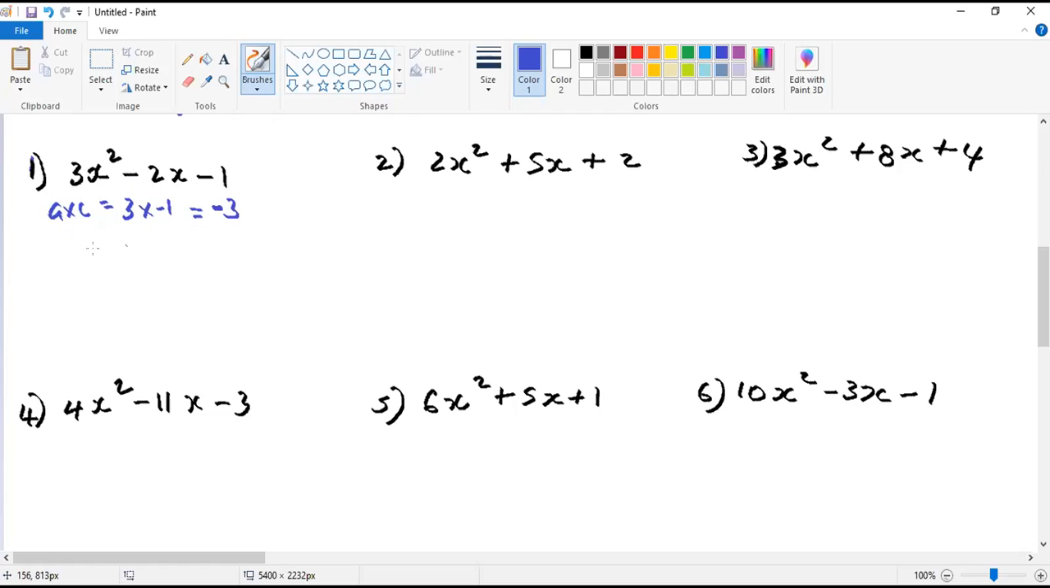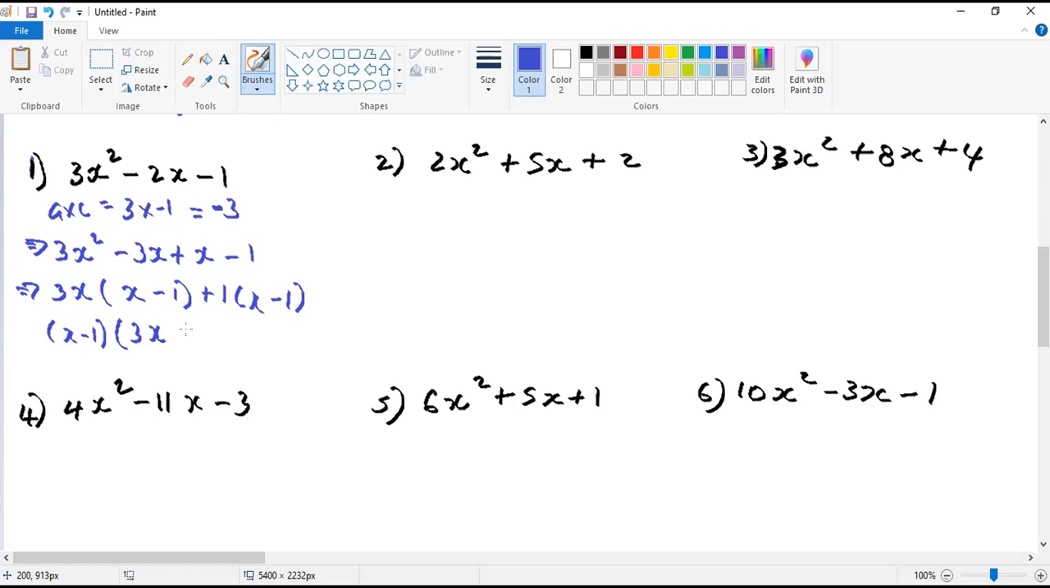So since I said it, I'm not going to write it. I'm going to just continue doing the question. So this means we have 3x squared negative 3x plus x minus 1, and then we factor by pairs, right? So 3x, and this would give us x minus 1, and then this is just plus 1, x minus 1. So we have x minus 1, and then we have 3x plus 1. And we're through. So that's good, right? So we spot that one.